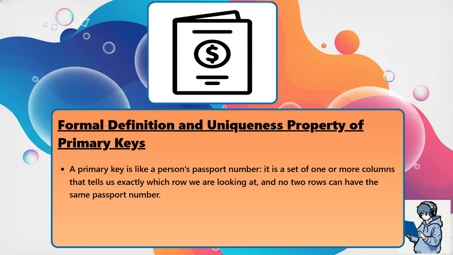A primary key is like a person's passport number. It is a set of one or more columns that tells us exactly which row we are looking at, and no two rows can have the same passport number.